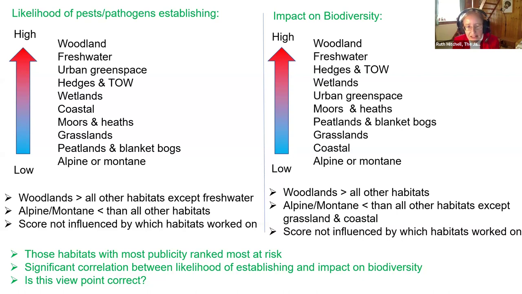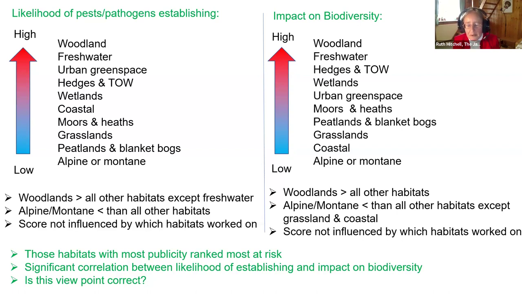Perhaps what's intriguing though, from some of the results I've shown you earlier, is that there are other pests and pathogens that could establish in these other habitats as well. So I think we need to think about that. And just because a habitat might have a lot of pests and pathogens potentially establishing in it doesn't necessarily mean that it won't have a big impact. So, sorry, I'll explain that again.